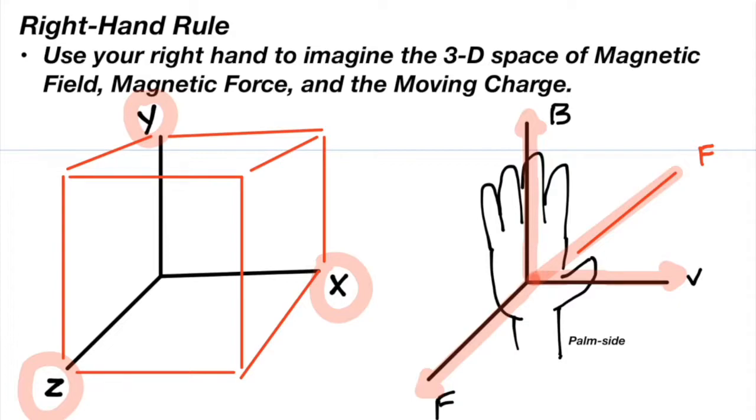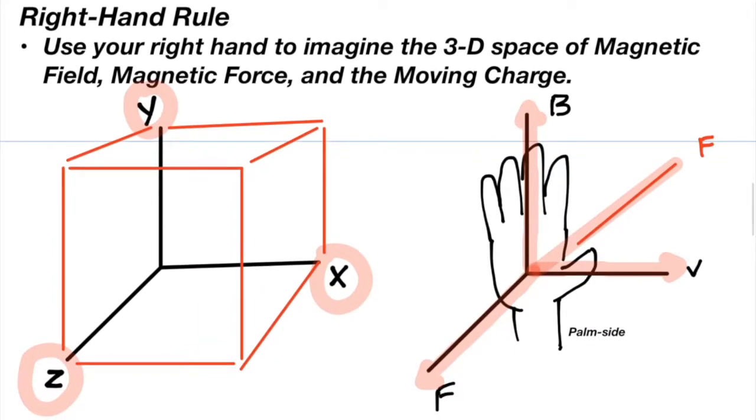Then this force, depending on whether the charged particle is negatively or positively charged, will determine whether the force will extend out from the palm side or from the back of the hand. If the charged particle is positively charged, the force will extend straight out from the palm of the hand, whereas if it's negatively charged, it'll extend out from the back. And this information is written here below as well.